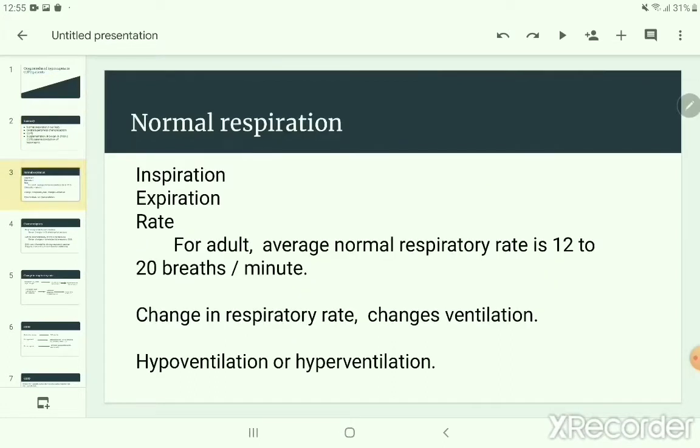Normally we know respiration consists of two parts: inspiration, in which oxygen is inhaled, and expiration, in which carbon dioxide is exhaled. The rate of normal respiration in an adult is about 12 to 20 breaths per minute. There are some pathological and physiological conditions in which the respiratory rate can increase or decrease, and this change in the respiratory rate causes a change in ventilation, called hyperventilation or hypoventilation. These changes are in order to compensate for increased carbon dioxide or decreased oxygen level in the body.